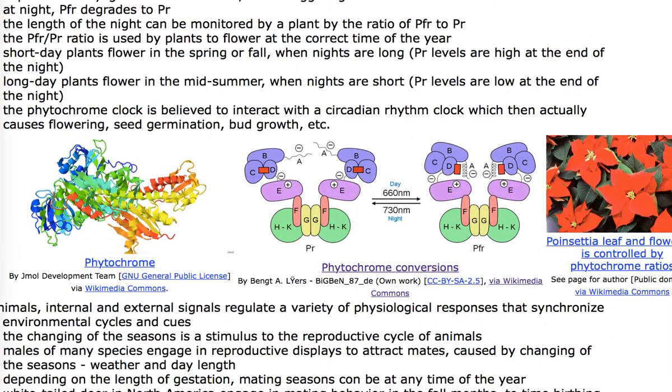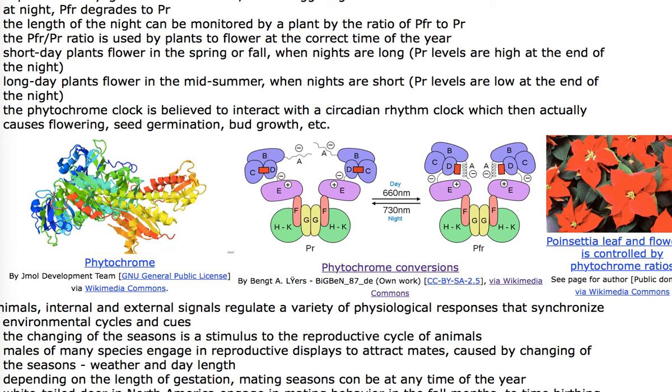Here's our spot. So during the night, PFR is actually degrading slowly back to PR. During the day, the PR is converted to PFR. This hourglass, essentially, it's like a little sand timer. At the beginning of night, this pigment's in high level. It just slowly degrades back like sand grains falling through an hourglass sand timer, and it will let the plant determine how long the night is.